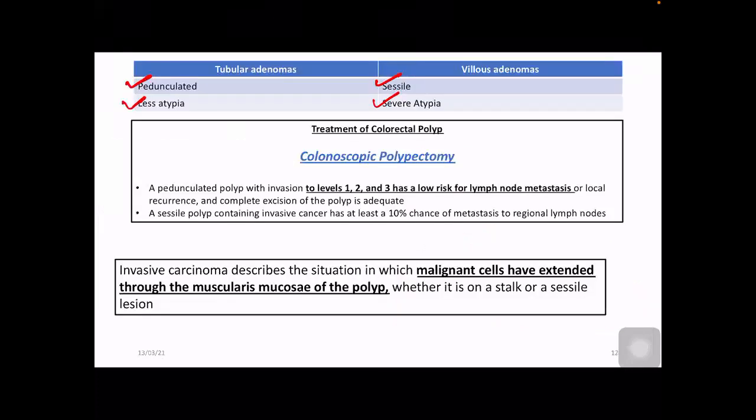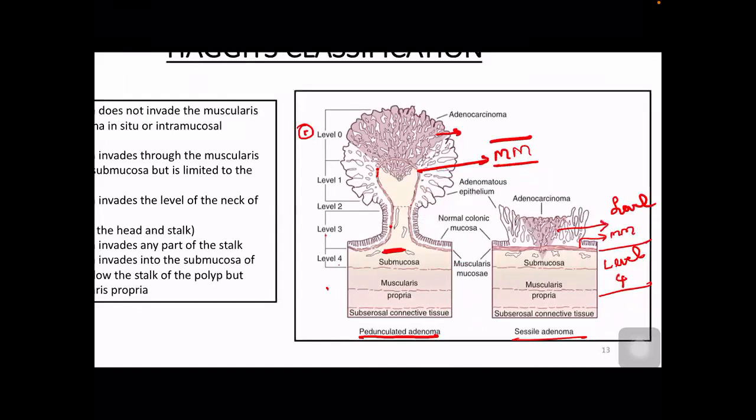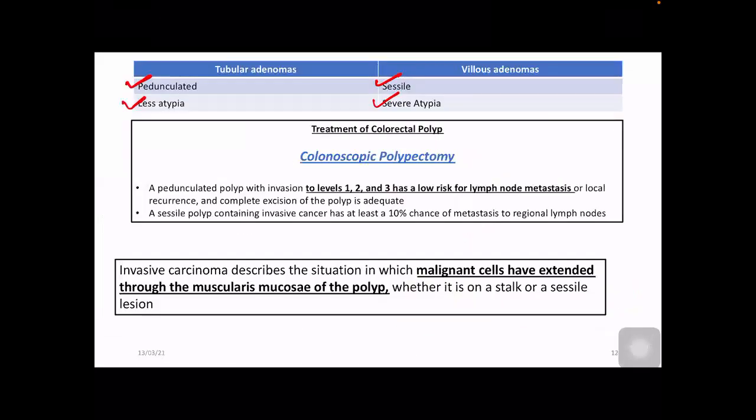Okay, let's go to the previous slide now. As I said before, any colorectal polyp treatment is colonoscopic polypectomy. A pedunculated polyp with invasion to level 1, 2, and 3 has a low risk for lymph node metastasis or local recurrence, and complete excision of the polyp is adequate. If the depth of invasion is confined only to the stalk, the risk of lymph node metastasis is very low, and you can just leave it with the colonoscopic polypectomy. Whereas if the depth of invasion is going till the submucosa, there is a risk of lymph node involvement, and in that case you need to go for a bowel resection.